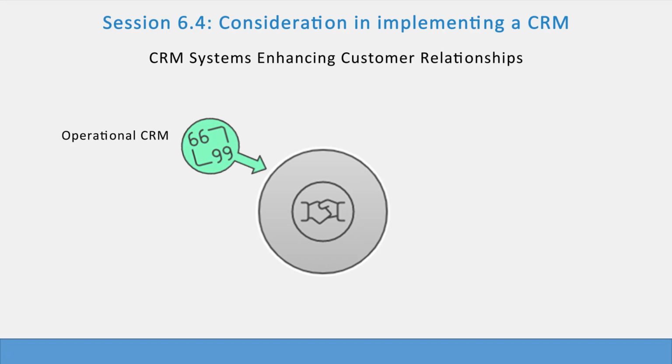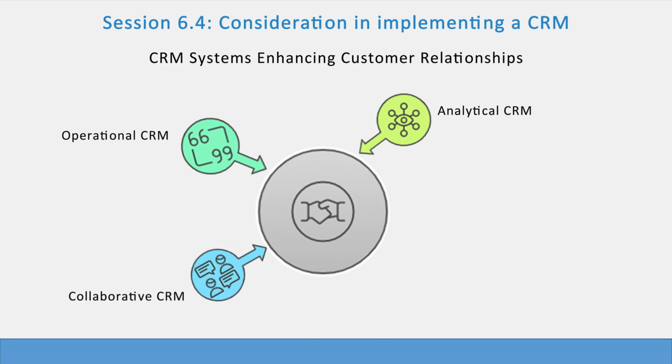Analytical CRM systems capture, store, and analyze customer data to provide insights into how customers interact with your business, allowing you to assess the effectiveness of marketing, sales, and customer service efforts and adjust your strategy accordingly. Collaborative CRM systems. In a large business, sales, marketing, and customer support teams frequently collaborate on client accounts. The main goal of a collaborative CRM is to improve customer experience and streamline business processes by facilitating communication between departments.